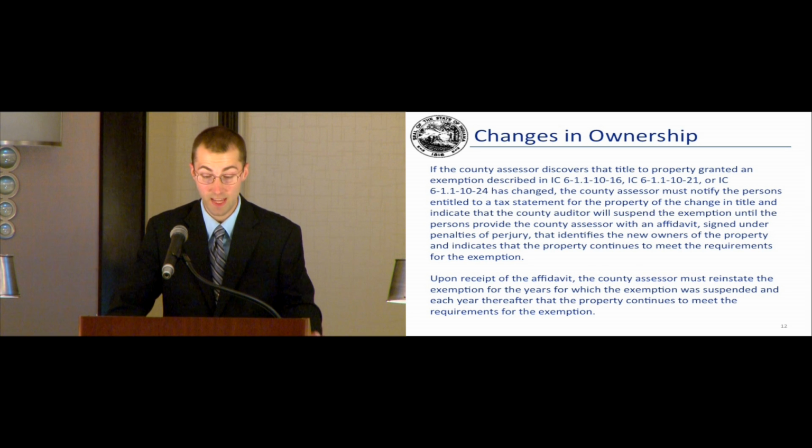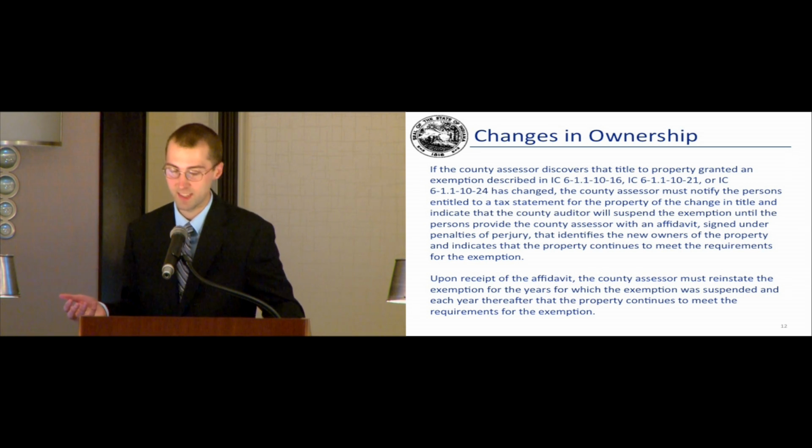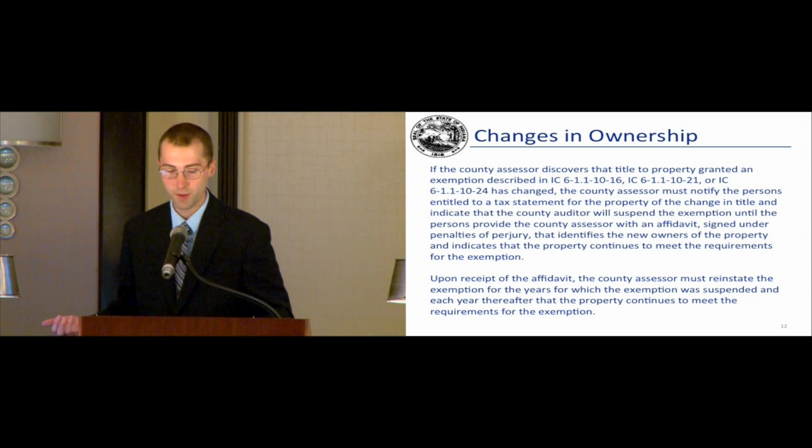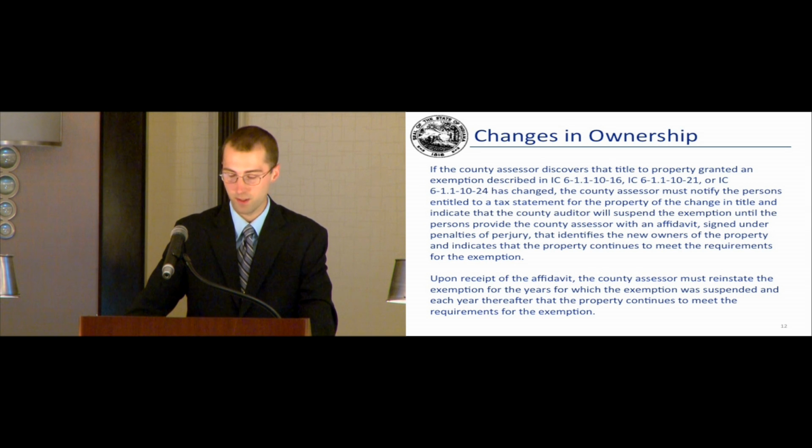If, upon receiving the affidavit, the assessor must reinstate the exemption for the years for which the exemption was suspended. And the exemption is then to stay on for each year thereafter, so long as the property continues to meet the requirements for that exemption.